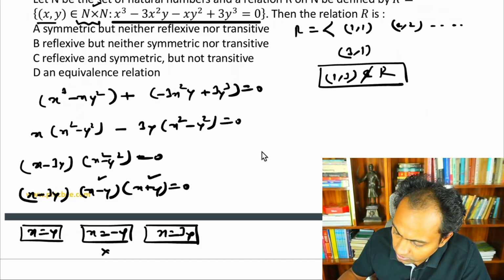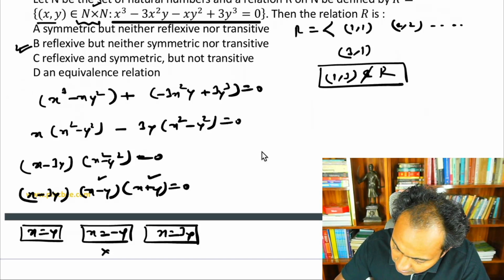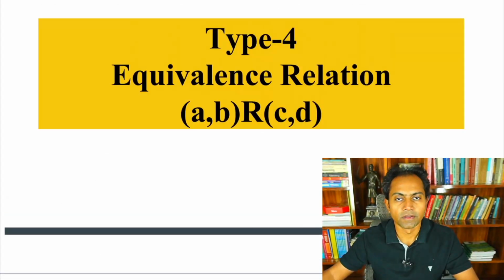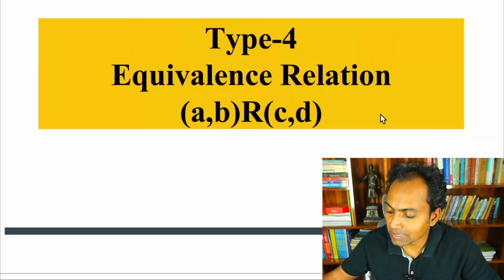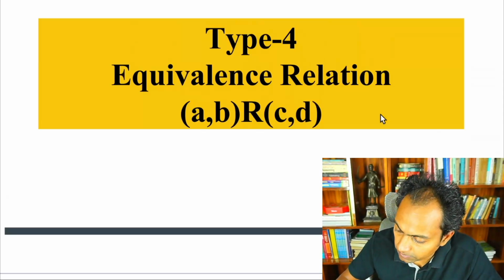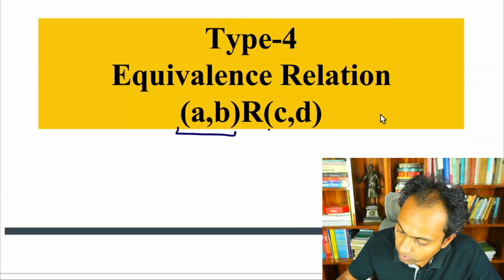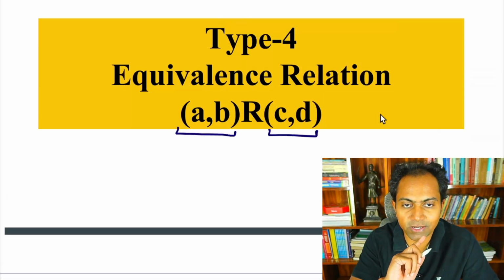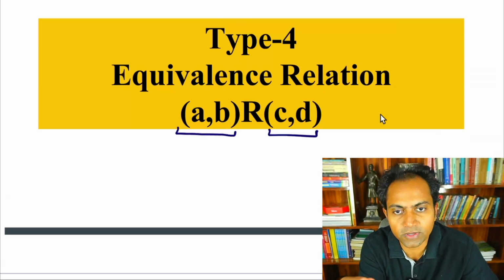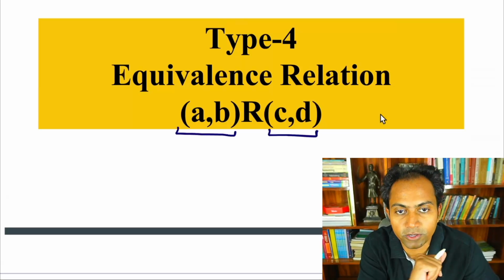Let us check the option. So you can see that option B satisfies. Now this type 4 questions based on equivalence relationship are based on relation of ordered pair over ordered pair. Now this is different. Earlier we were trying to connect one element with another element. Now we are trying to connect two ordered pairs.